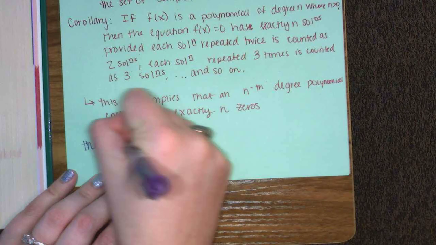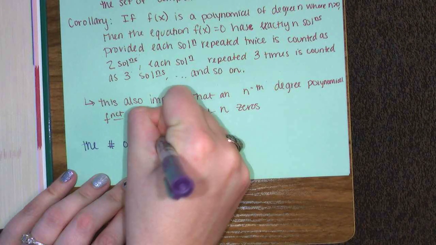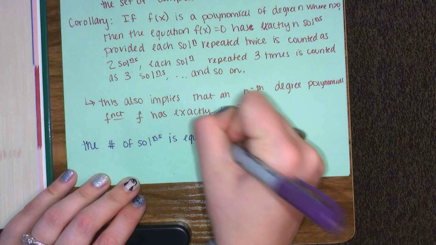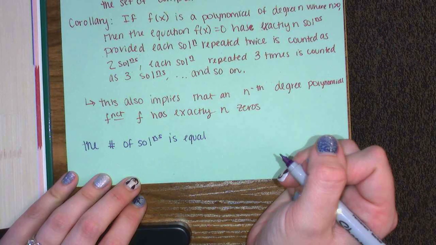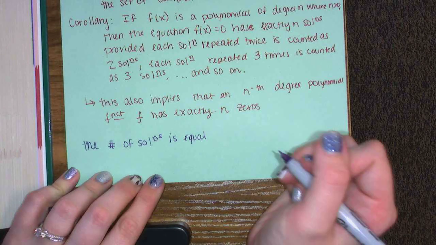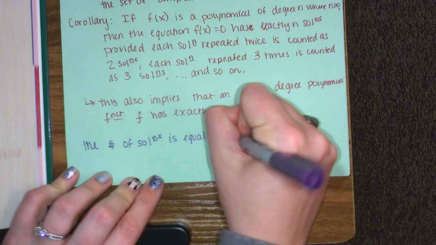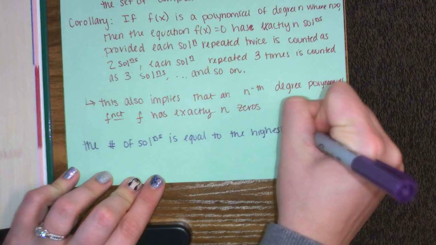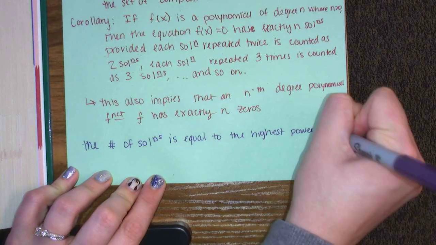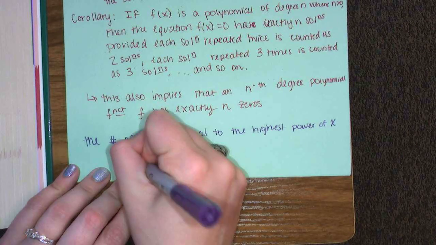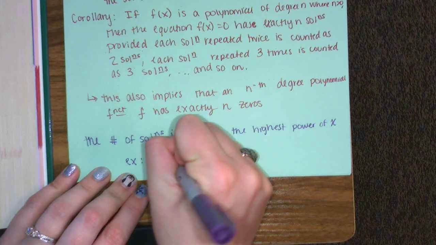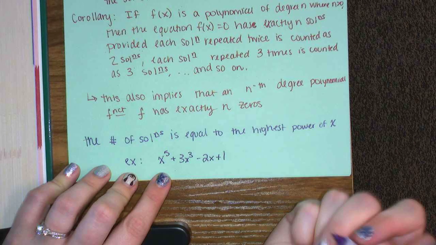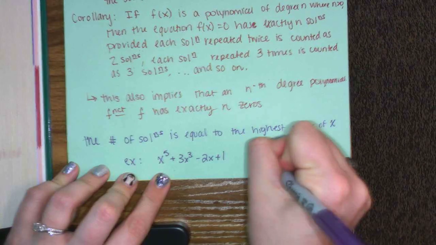The number of solutions, just so y'all have this written down, is equal to, and this is obviously what the theorem says, but just so this makes more sense, the number of solutions is equal to the highest power of x. So, for example, x to the 5th plus 3x cubed minus 2x plus 1 would have 5 solutions.